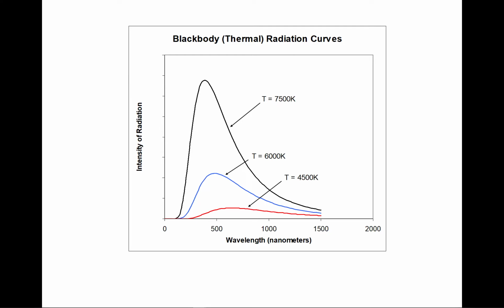And the area under that curve represents the total amount of energy given off per second per square meter of surface, or per unit of surface area. So that's something that happens. And that area under the curve, that total radiation given off, goes up with the fourth power of the temperature. That's the Stefan-Boltzmann law.